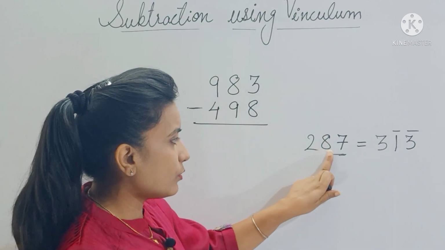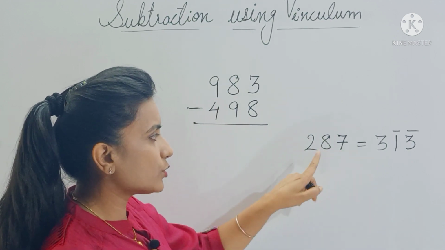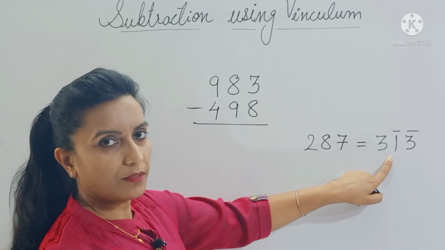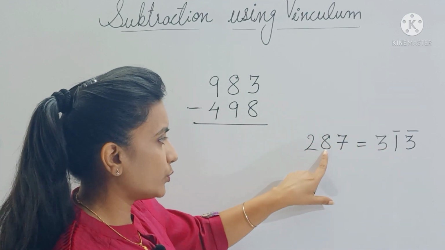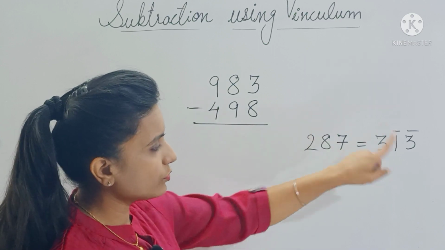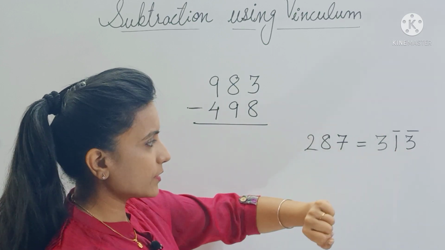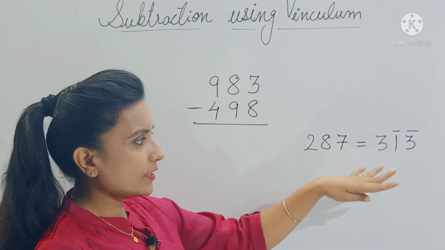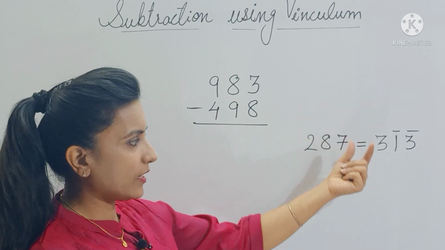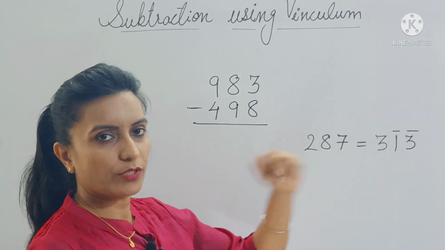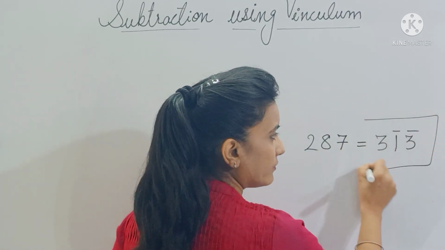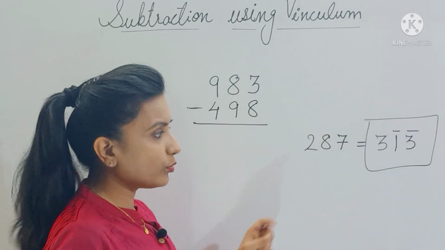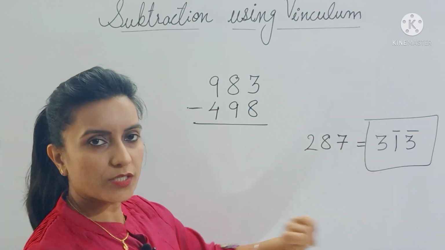Okay, so right now I have vinculated 287 to this number. Here you can see that I have converted 8 and 7 into these two digits, right? So when you vinculate, you will get a mixed number. You will have a few positive numbers and a few negative numbers. Now, again I want to devinculate this number. It means I want to convert this into a positive number.